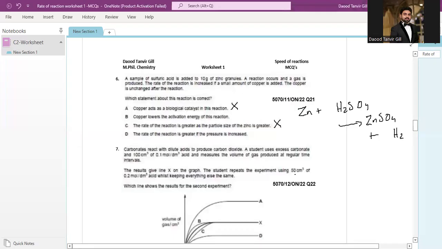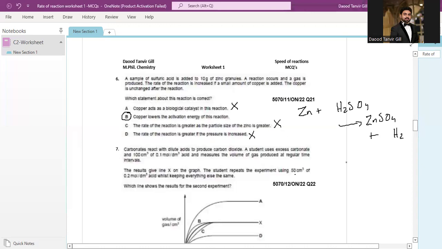Option D. The rate of the reaction is greater if the pressure is increased. Students, pressure is only applicable to gases. And if we look at the reaction, zinc is a solid, and H2SO4 is an aqueous solution. So there are no gases involved, and pressure would have no effect on the overall reaction. So this option is also incorrect. We are left with only option B. So B is the correct option. I will circle B.